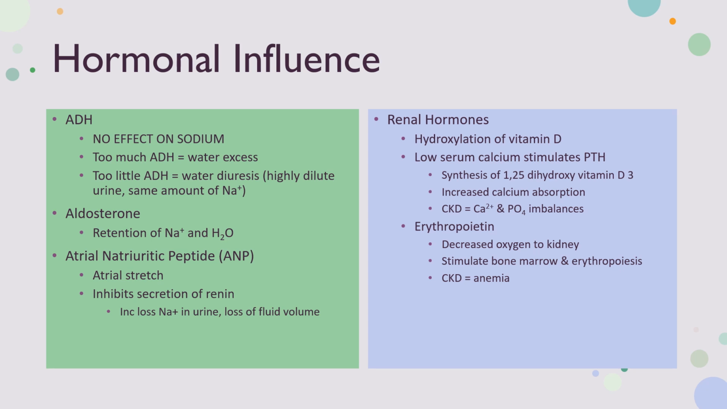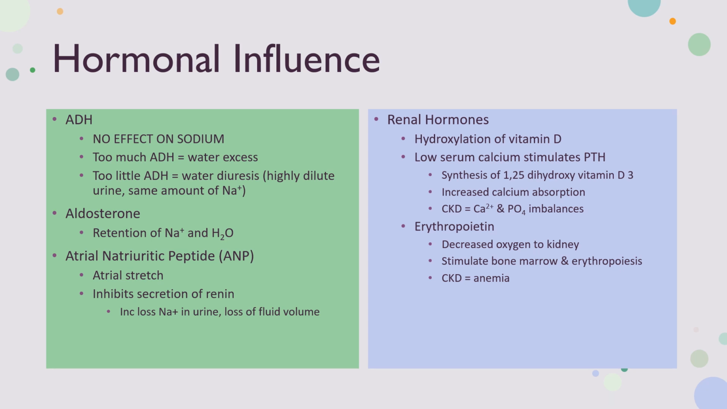Atrial natriuretic peptide, ANP, is very similar to BNP. ANP is secreted from a different part of the heart and in response to atrial stretch from fluid volume overload. This results in increased urine production and a decrease in blood pressure. There is also inhibition of renin secretion, which results in increased excretion of sodium and possible hyponatremia, though this is very uncommon. In many cases, the loss of fluid volume and loss of sodium maintain a normal sodium concentration in the blood.